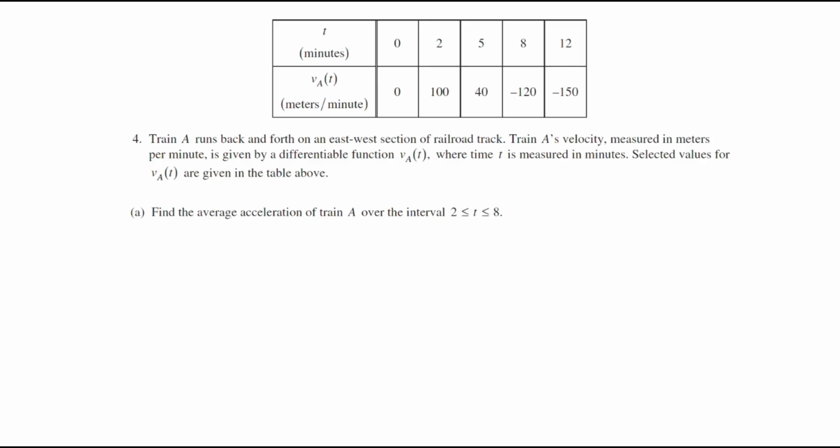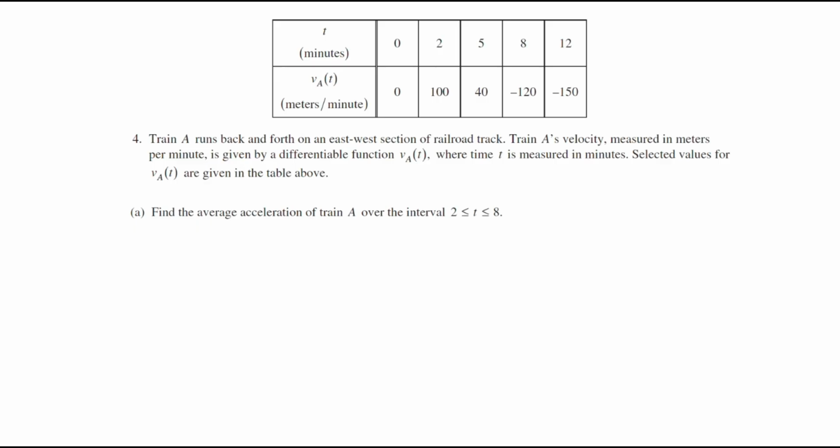All right, this is question number 4 from the 2014 AP Calculus AB exam. It's a motion problem. We've got a train that's going back and forth on an east-west section of railroad track. We're given a chart with its velocity, v sub a of t, measured in meters per minute. We know that that's a differentiable function, and we've got values of the velocity at 0, 2, 5, 8, and 12. We want to find the average acceleration.